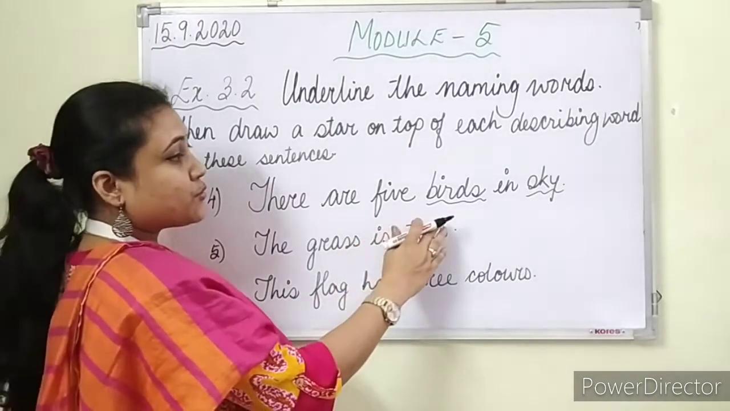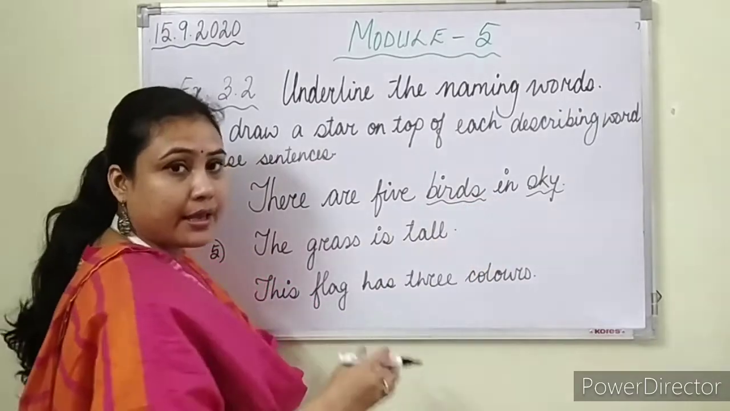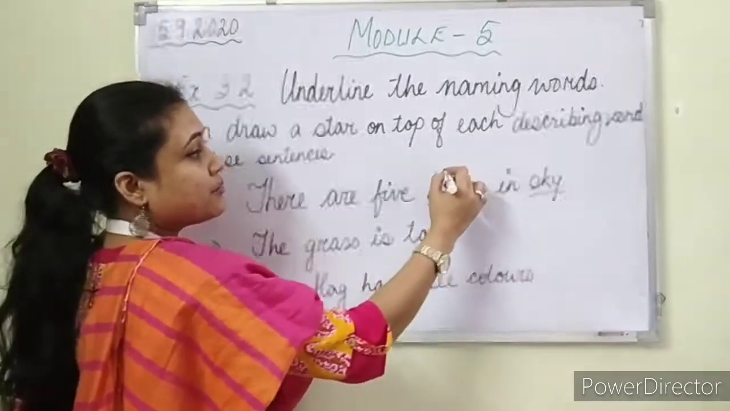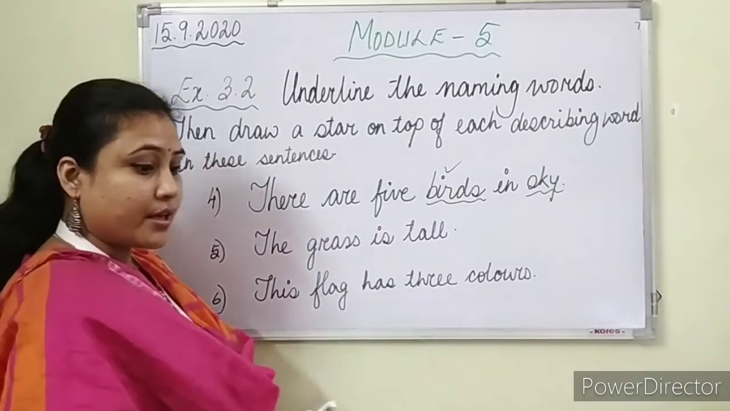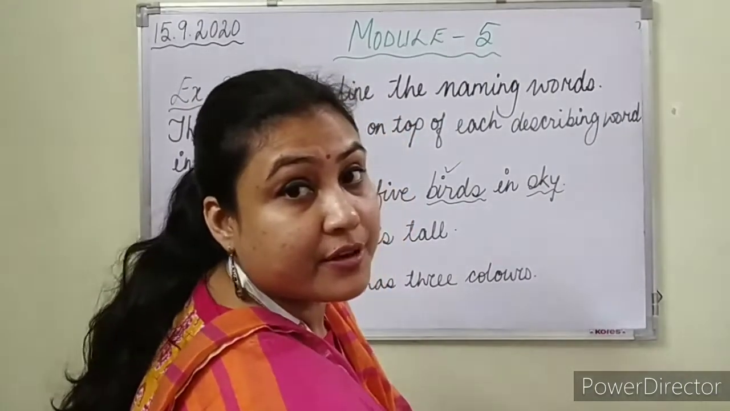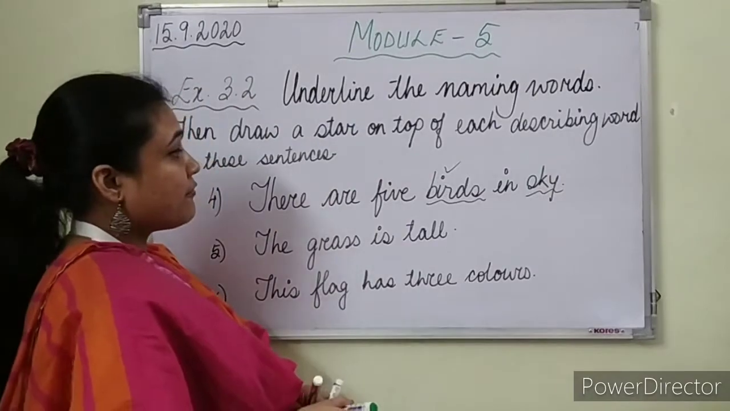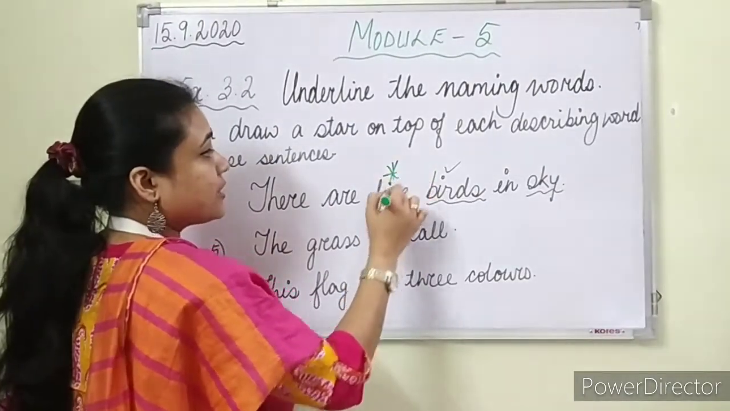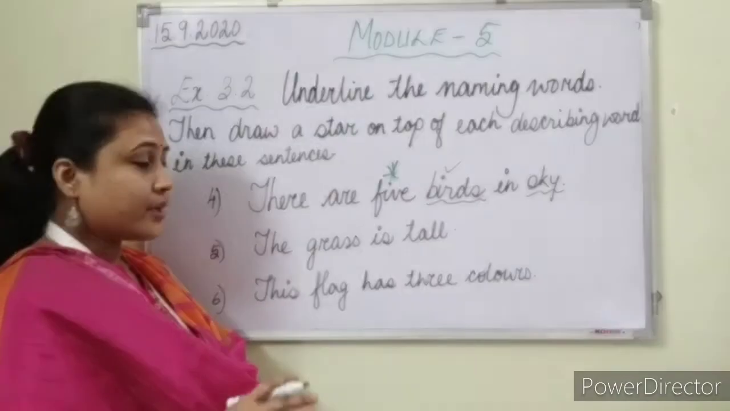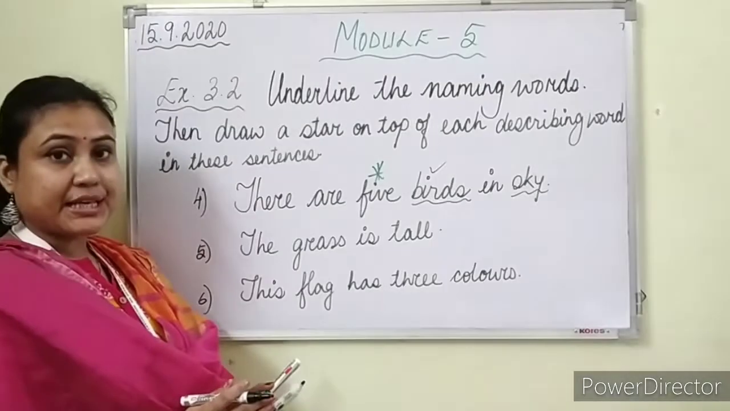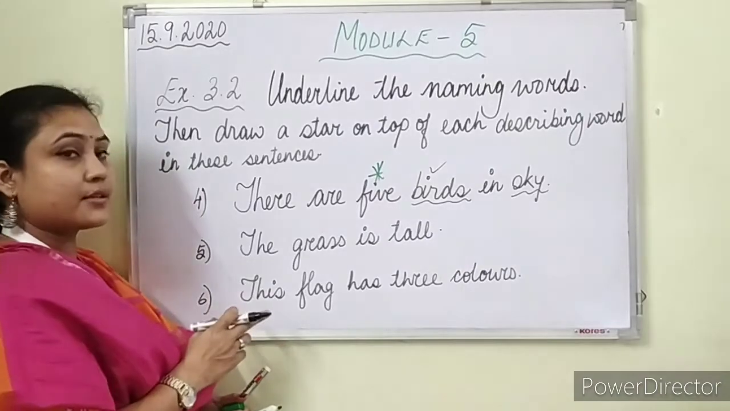Like in here there are two nouns, birds and sky, right? But in here birds are described. How many are they? They are 5. Yes, they are 5. So in here 5 is the adjective or describing word. Coming to the fifth sentence, my dear students, the grass is tall, right?